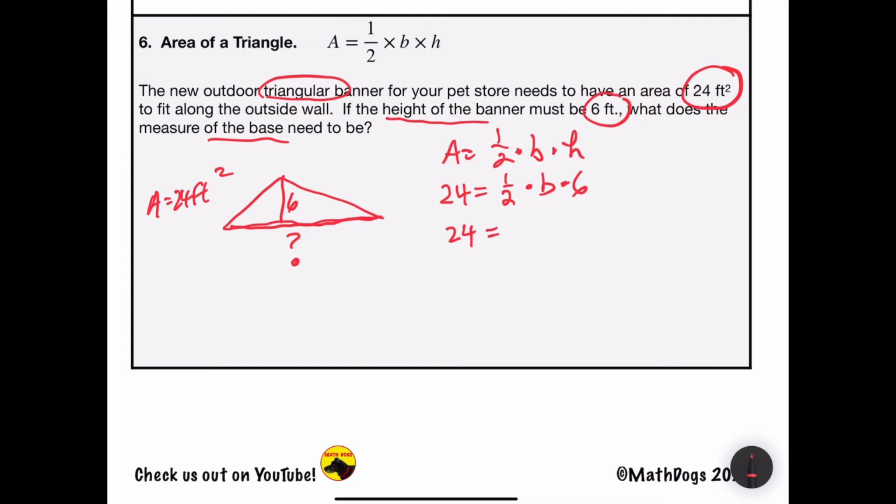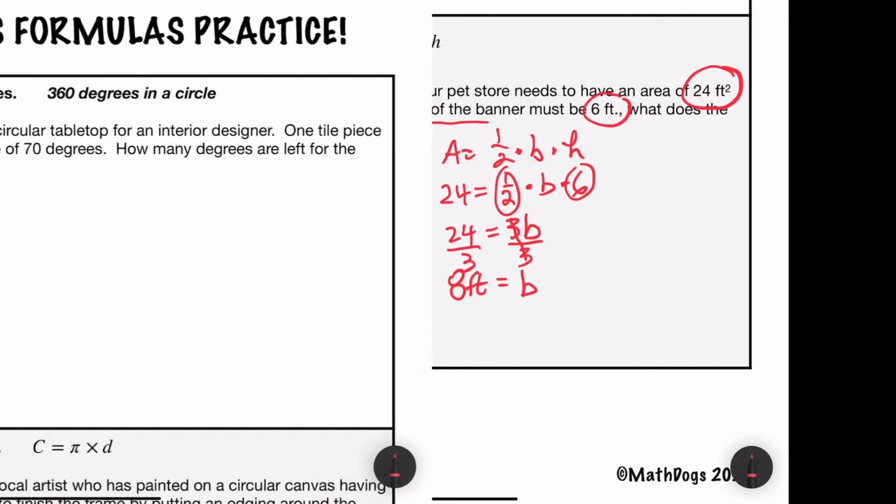24 is already simplified. I know that 1/2 times 6, or half of 6, is 3, so I would have 3 times the base. And then to simply solve for the base, I'll divide both sides by 3. 3 divided by 3 is 1b, or as some people say, it cancels out. And 24 divided by 3 is 8. So the length of the base must be 8 feet.